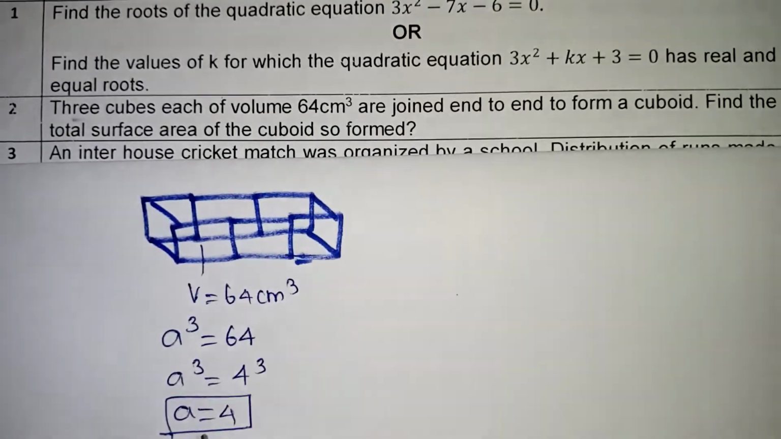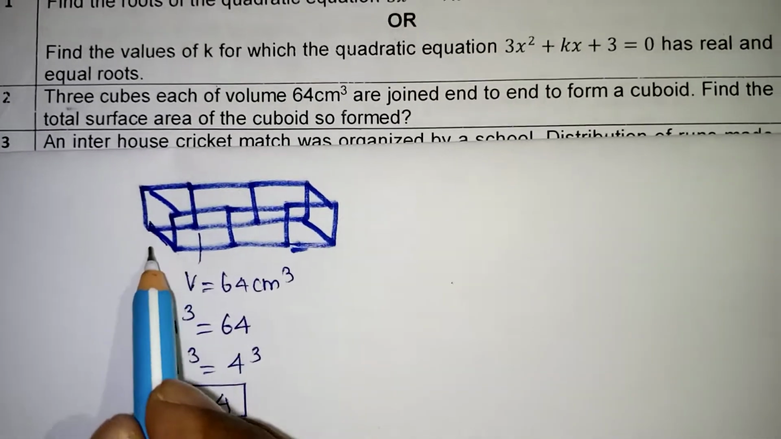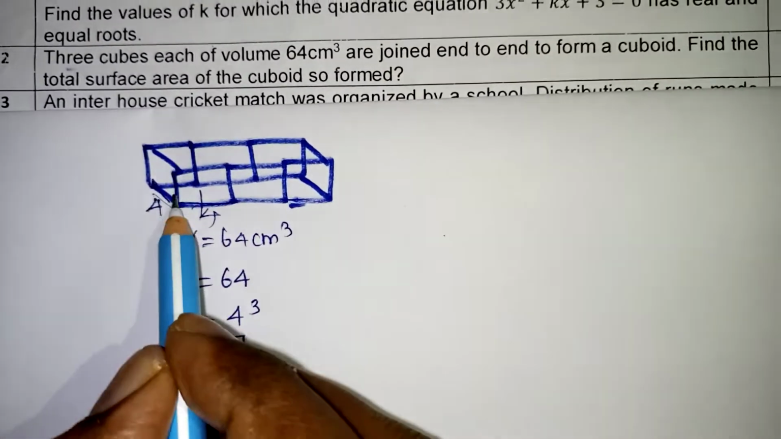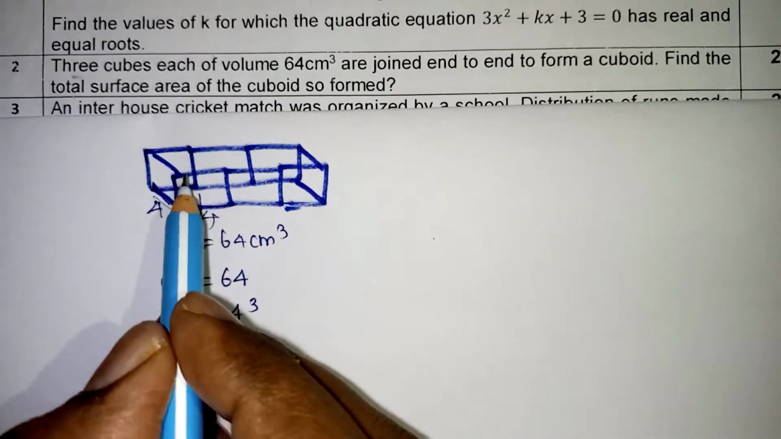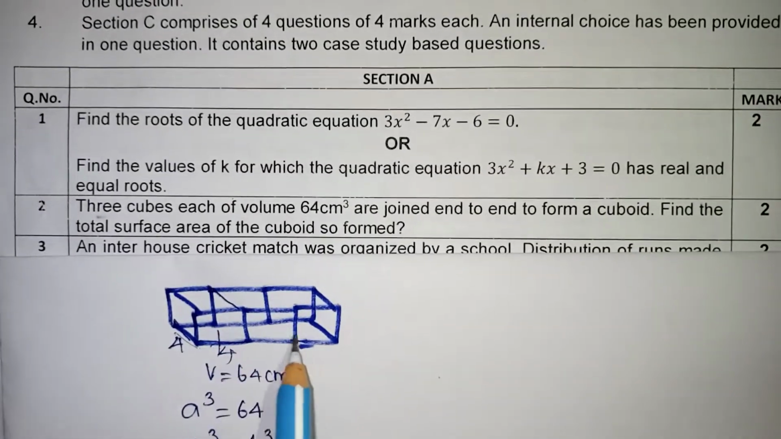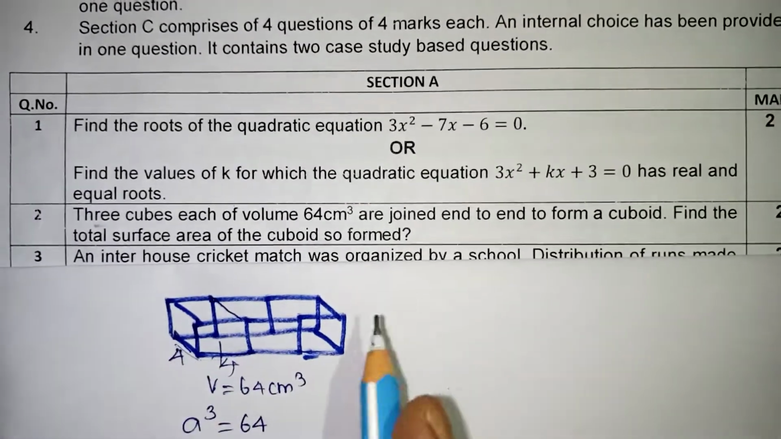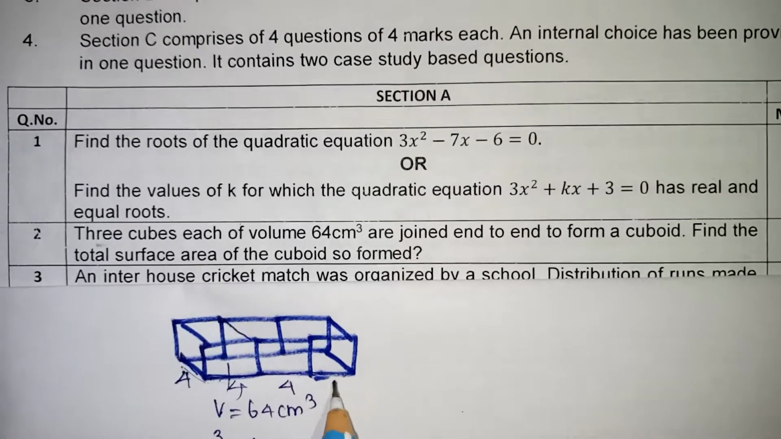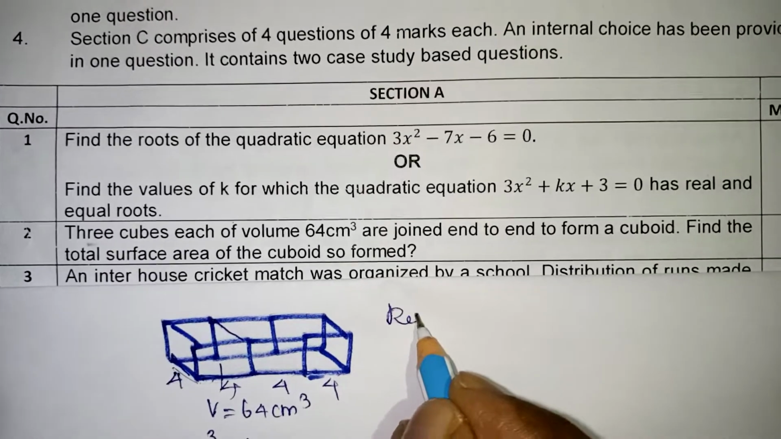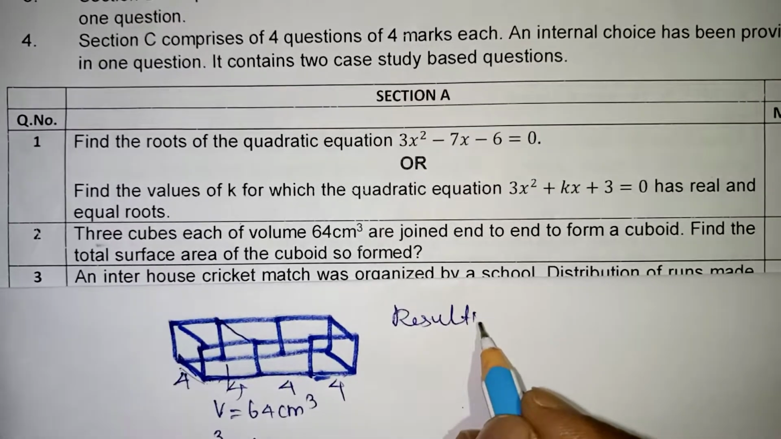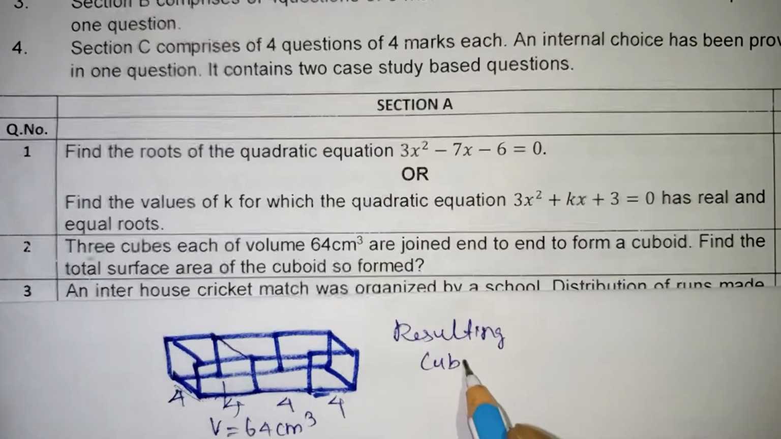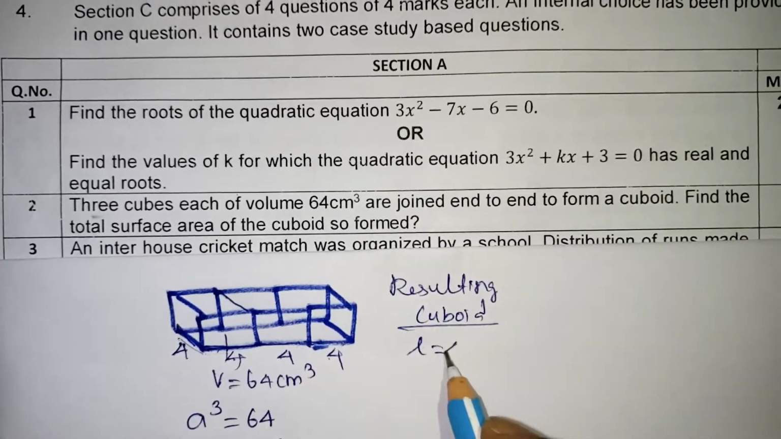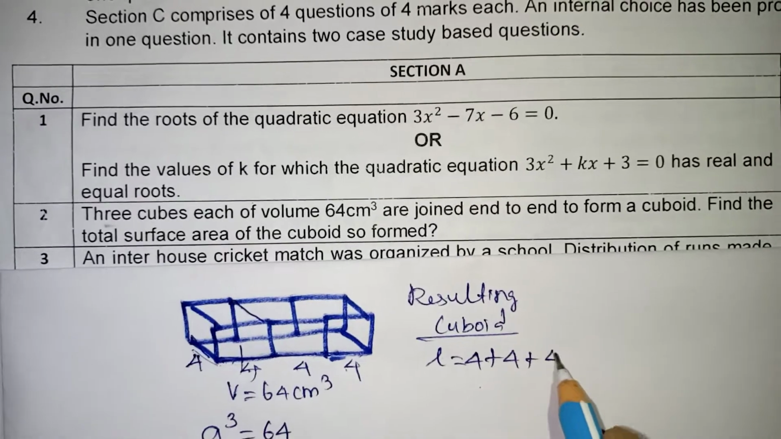Now we can come to the conclusion. The side of the cube is 4. The length is 4, breadth is 4 and height is also 4 for one cube. Likewise we have to calculate for all the 3 cubes. Now for the cuboid, the length will be 4 for the first cube, 4 for the second cube and 4 for the third cube also. So the resulting cuboid's dimension will be: the length will be 4 plus 4 plus 4, which will give you 12.